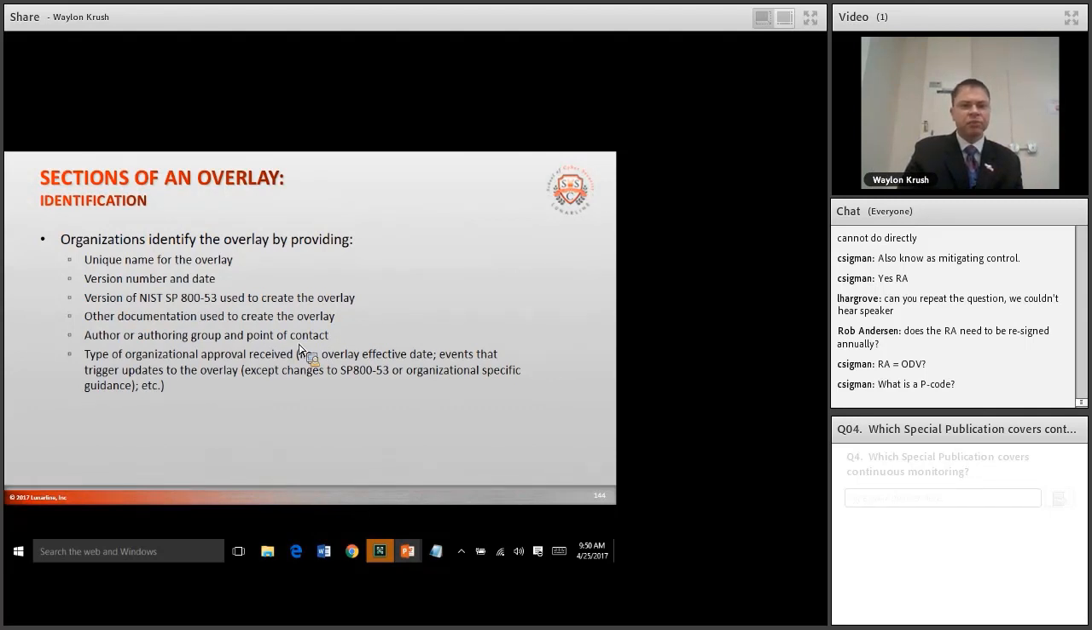So, definitions, overlay summary. There's a unique name for the overlay. We're going to create the NASA telemetry overlay. Version number and date: April 25th, 2017. Version of NIST 800-53 used to create it: 53 Rev 5. Other documentation used to create the overlay: NASA Cyberspace Systems. Author or authoring group: the NASA Cybersecurity, Telemetry, and Crypto Group. Type of organization approved and received, the effective date.